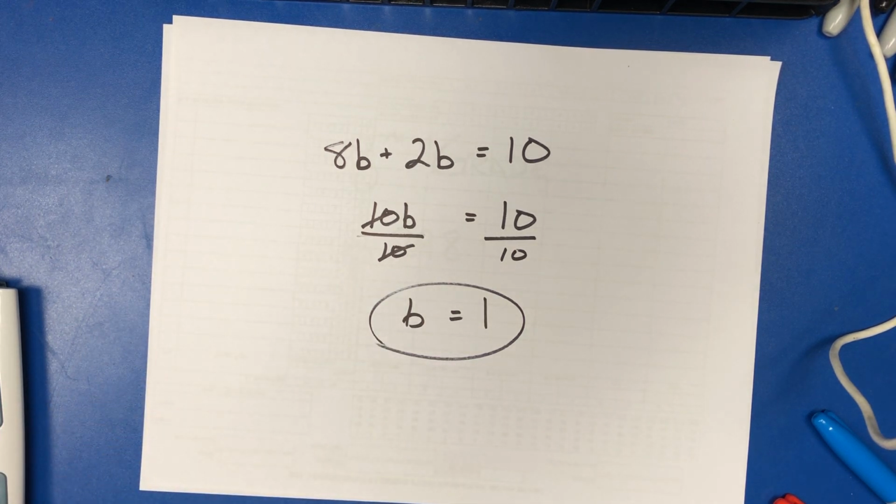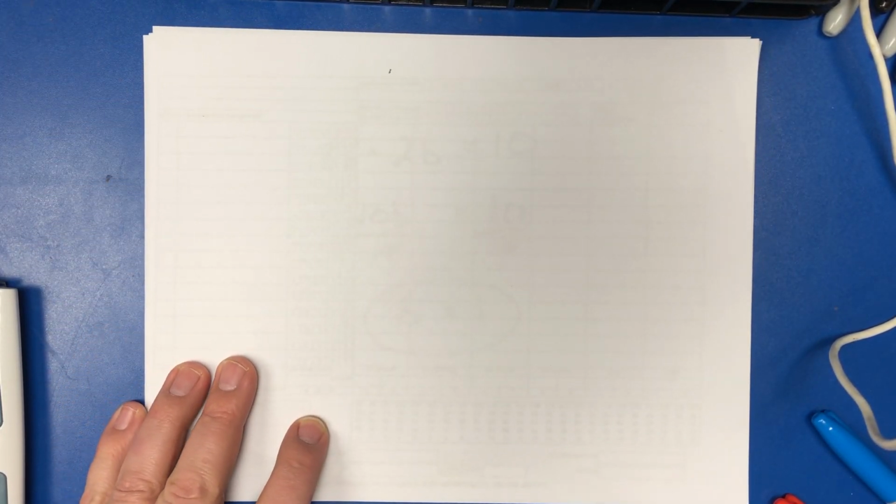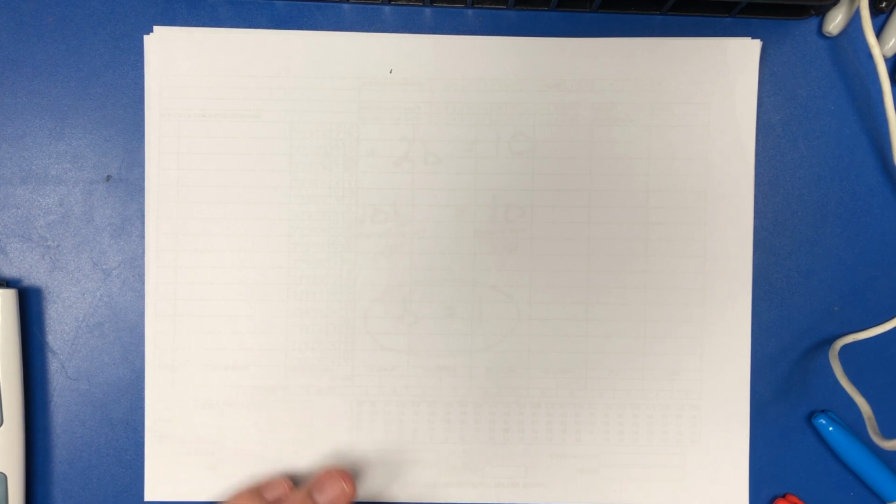Now today, it's going to look a little bit more intimidating because what we have going on is we've got the variables on both sides of the equal sign. So what we're going to do is try to collect like terms on one side of the equal sign.